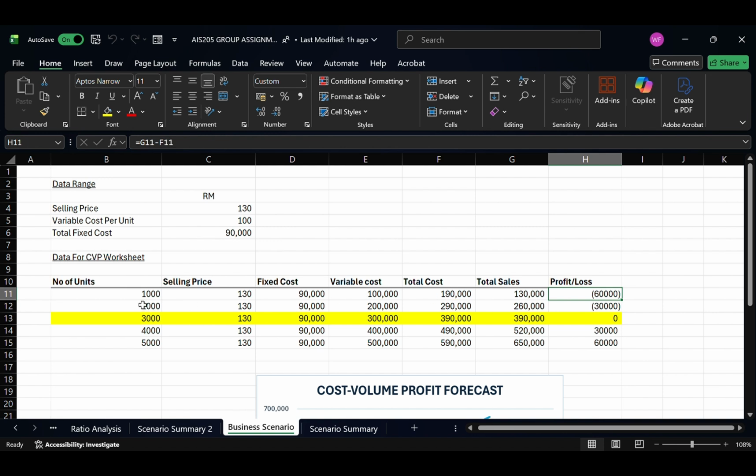As you can see here, when the company produces and sells 1000 units of this product, the company will suffer a loss of around 60,000. Same goes for when the company produces 2000. As you can see from the yellow highlight here, the company will only reach the break even point when they produce and sell 3000 units of the shoes.